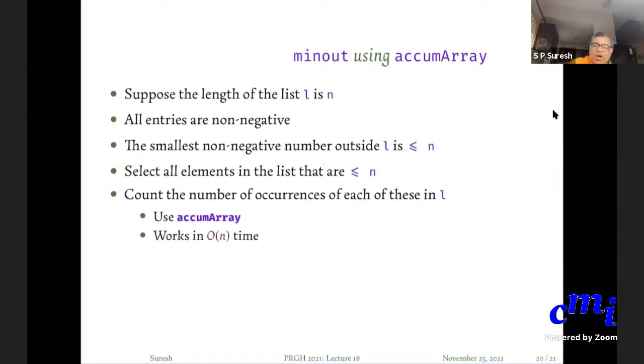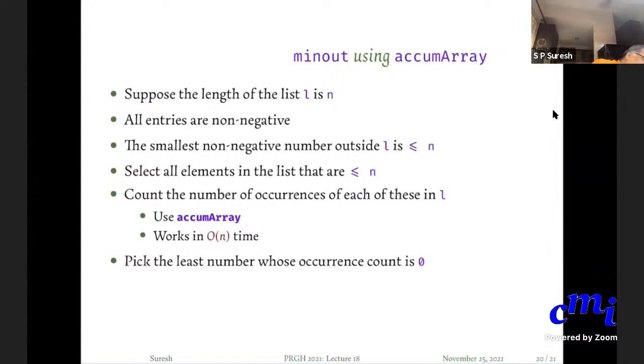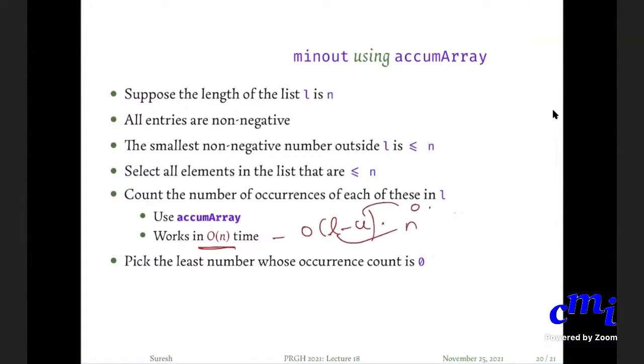Use accum array, works in order n time. Use the minimum least number whose occurrence count is 0. Why does it work in order n time? Because remember, it is order L minus U time, but L is n and U is 0 here. So order n.